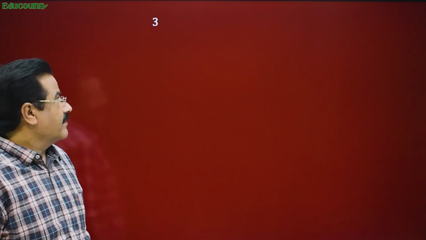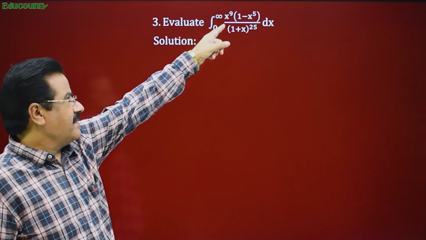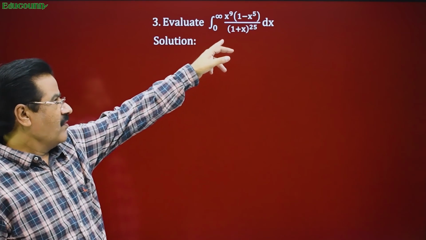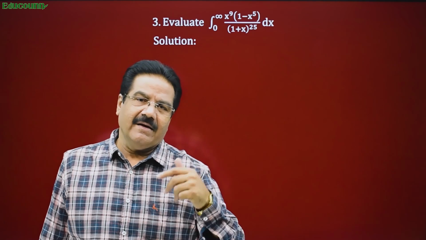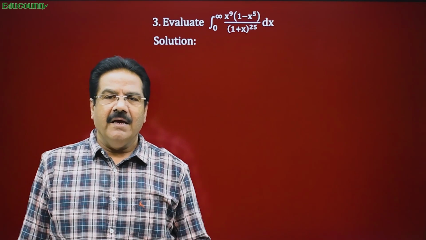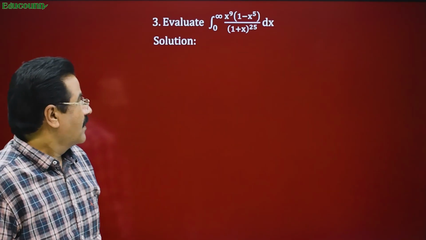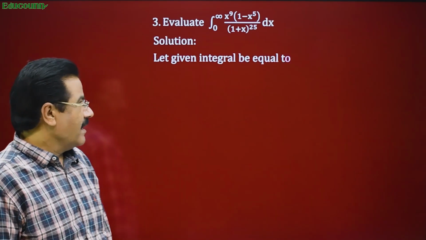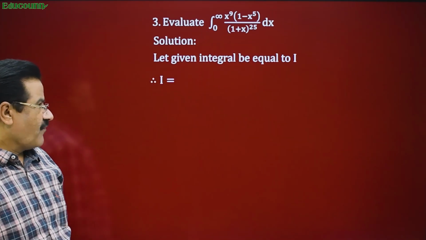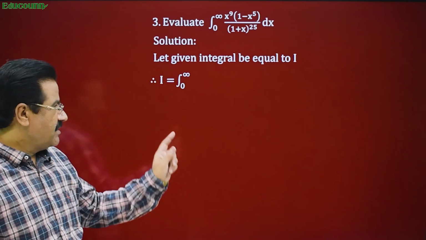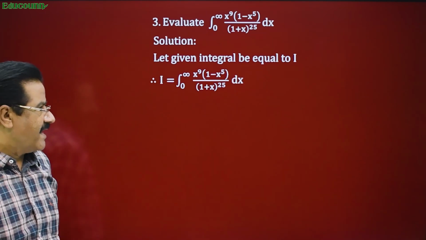Example number 3. Evaluate integration 0 to infinity x raised to 9 (1 minus x raised to 5) upon (1 plus x raised to 25) dx. Observe that limits are in the form of 0 to infinity. It means that again we have to use the alternate definition of beta function. So let us assume that the given integral is equal to I, we are going to expand this bracket. So first of all, let us rewrite this I: integration 0 to infinity x raised to 9 bracket as it is, denominator as it is, into dx.